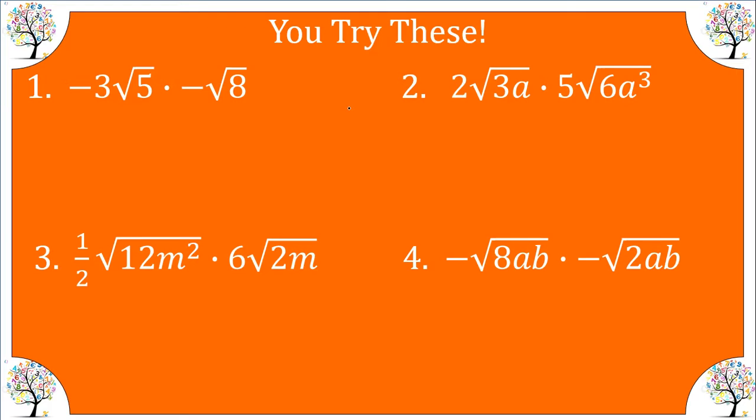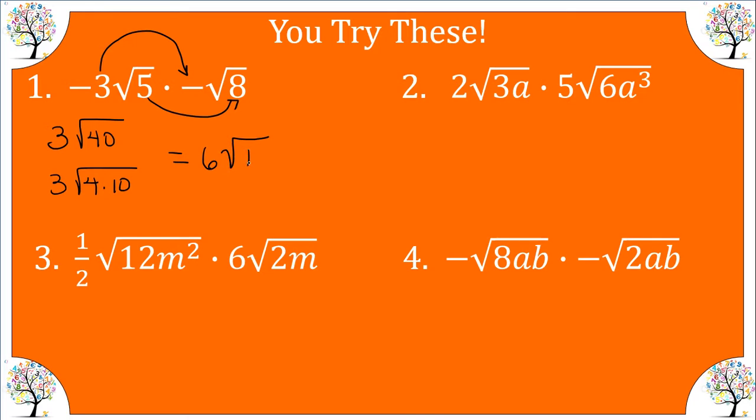Okay, guys, you pause the video. When we come back, we'll do these together. Okay, we have -3 times -1, that's +3. We have 5 times 8 gives us 40. We can rewrite 40 into 4 times 10, and we get the square root of 4 is 2 times 3 is 6, square root of 10. Number 2, 2 times 5 is 10.